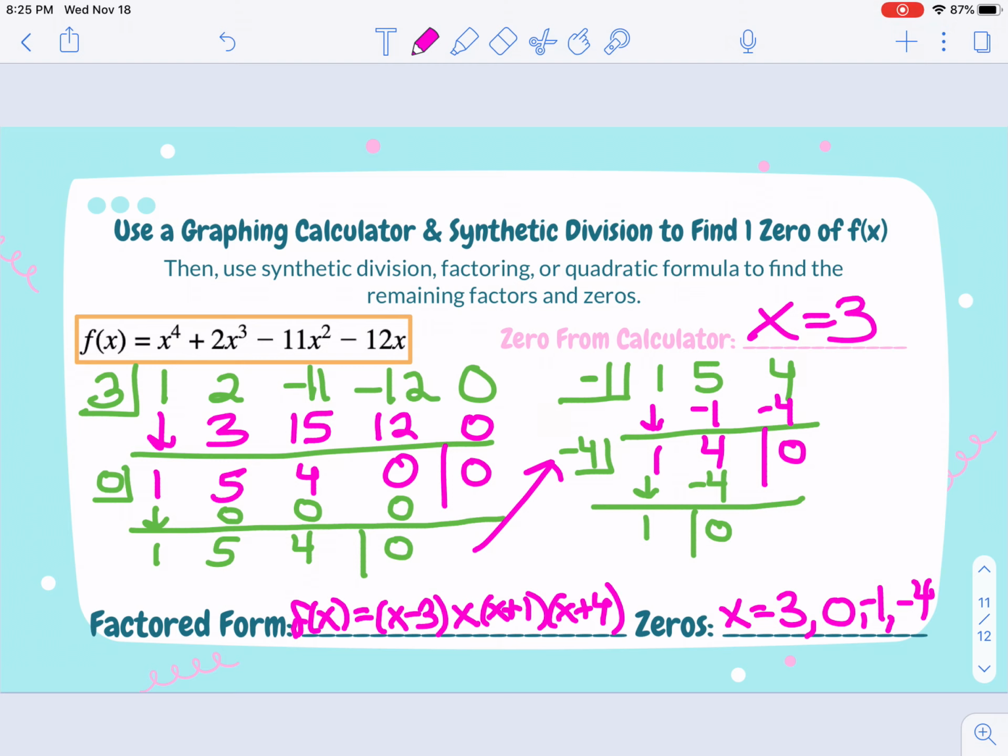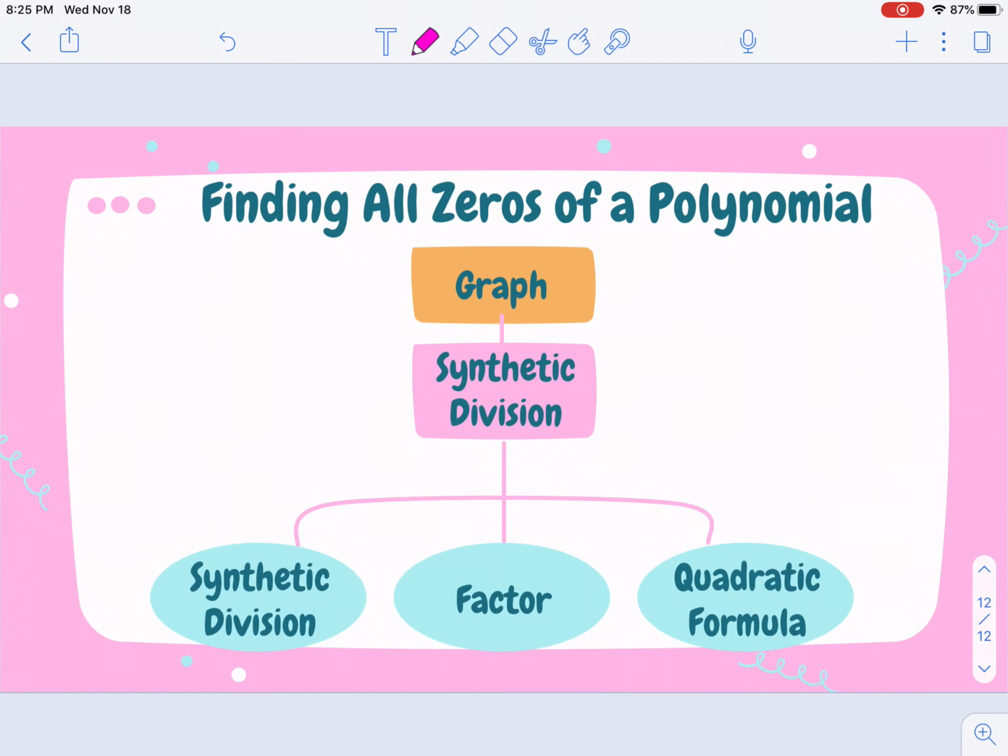Now, if we take a look at this, we started with an x to the 4th, then we have an x cubed, x squared, x, and then finally we're done. So to find all the zeros of a polynomial, we're going to start by looking at a graph. Then we're going to prove one of them using synthetic division. From there, you can continue to use synthetic division if the rest of your zeros are integer values. If not, and it's factorable, you can factor. And then, if you get it down to a quadratic, you can use the quadratic formula.